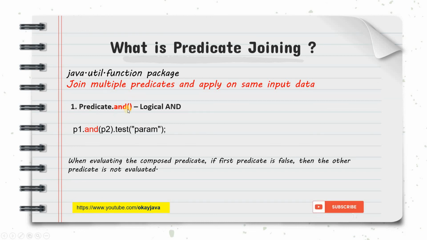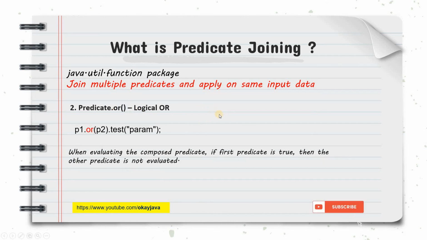So what is AND? AND is a default function available in Predicate, which is a functional interface, right? And it works like a logical AND operator. So this is one way of joining predicates. You can join multiple predicates, so basically you can apply multiple checks, multiple conditions on a single input. All right. Now what is next?